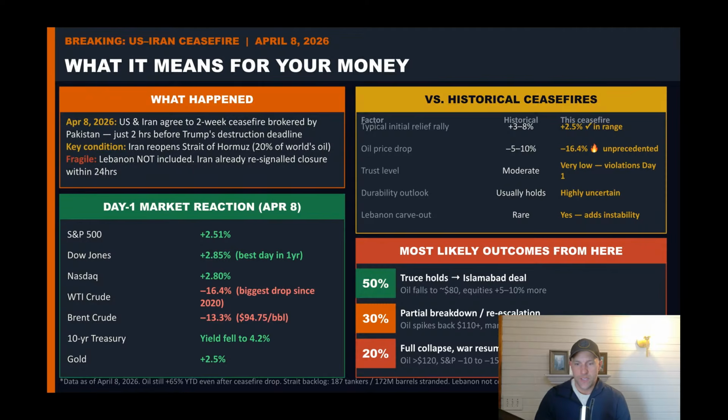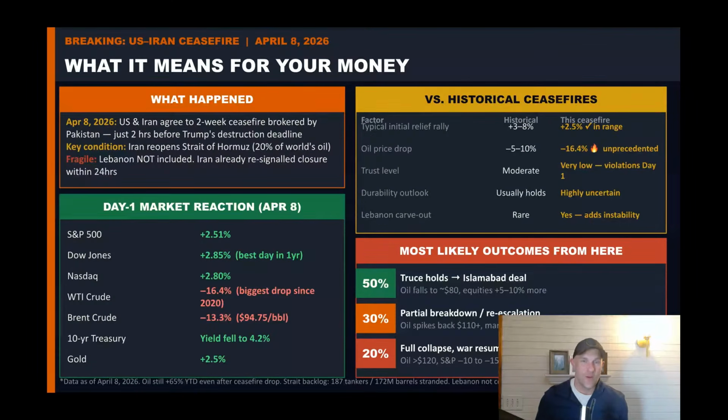So what do we typically see historically with ceasefires? You can see here historically, the typical initial relief rally is anywhere from 3 to 8% increase, 2.5% for this ceasefire. Oil price drop, typically 5 to 10%.